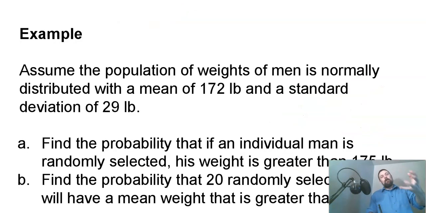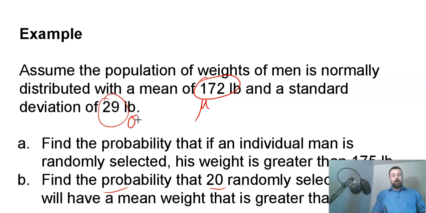And I think when you see these examples, there's a really easy way to tell when the central limit theorem should be applied. And that is if they're asking you for a probability involving more than one thing, more than one person, more than one item, or whatever the population happens to be. So assume the population of weights of men is normally distributed with a mean of 172 pounds and a standard deviation of 29 pounds. That's the original data set. We're assuming it has a mean of 172 and a standard deviation of 29.